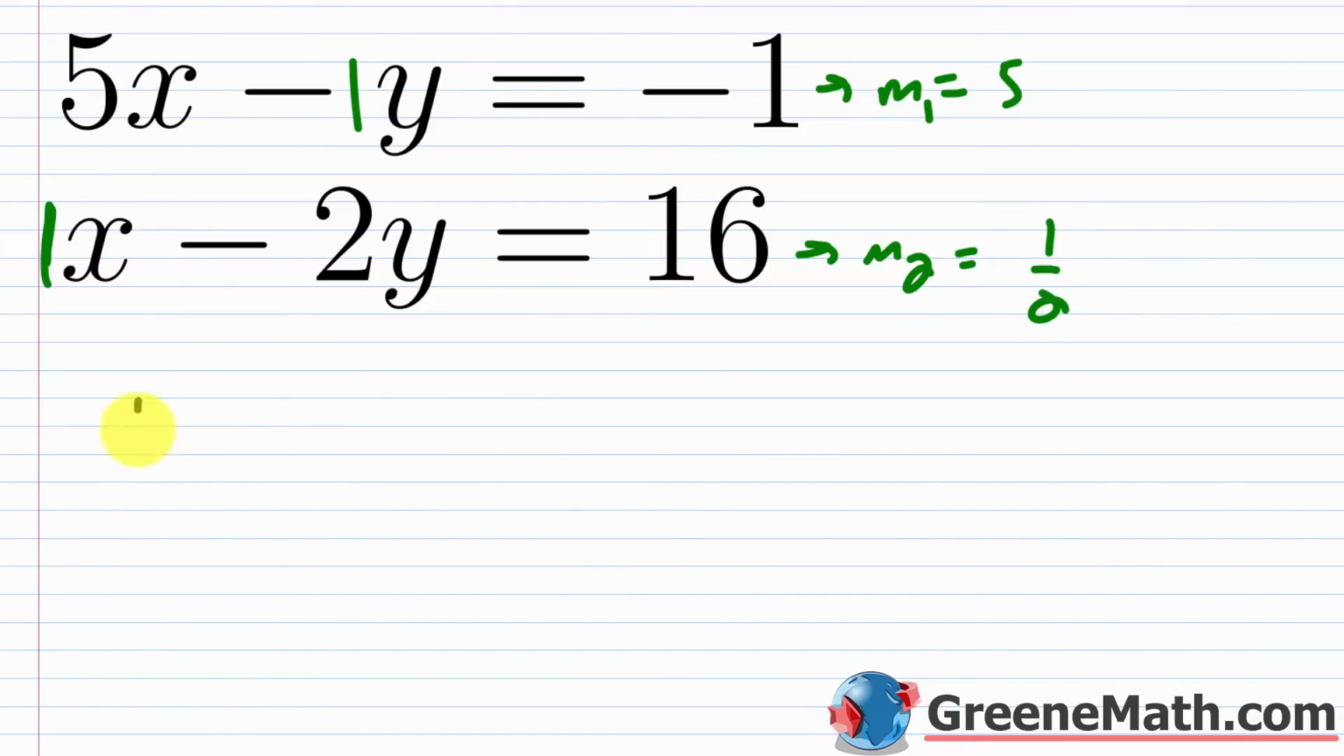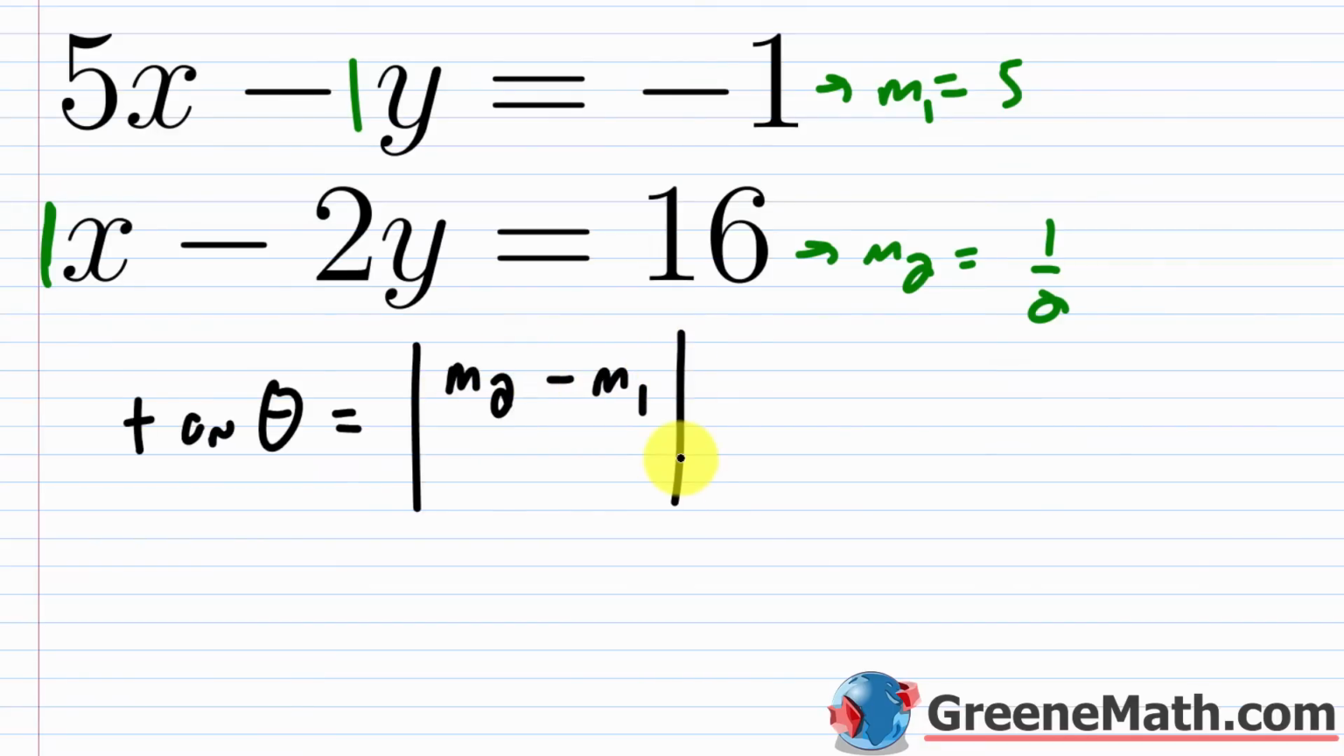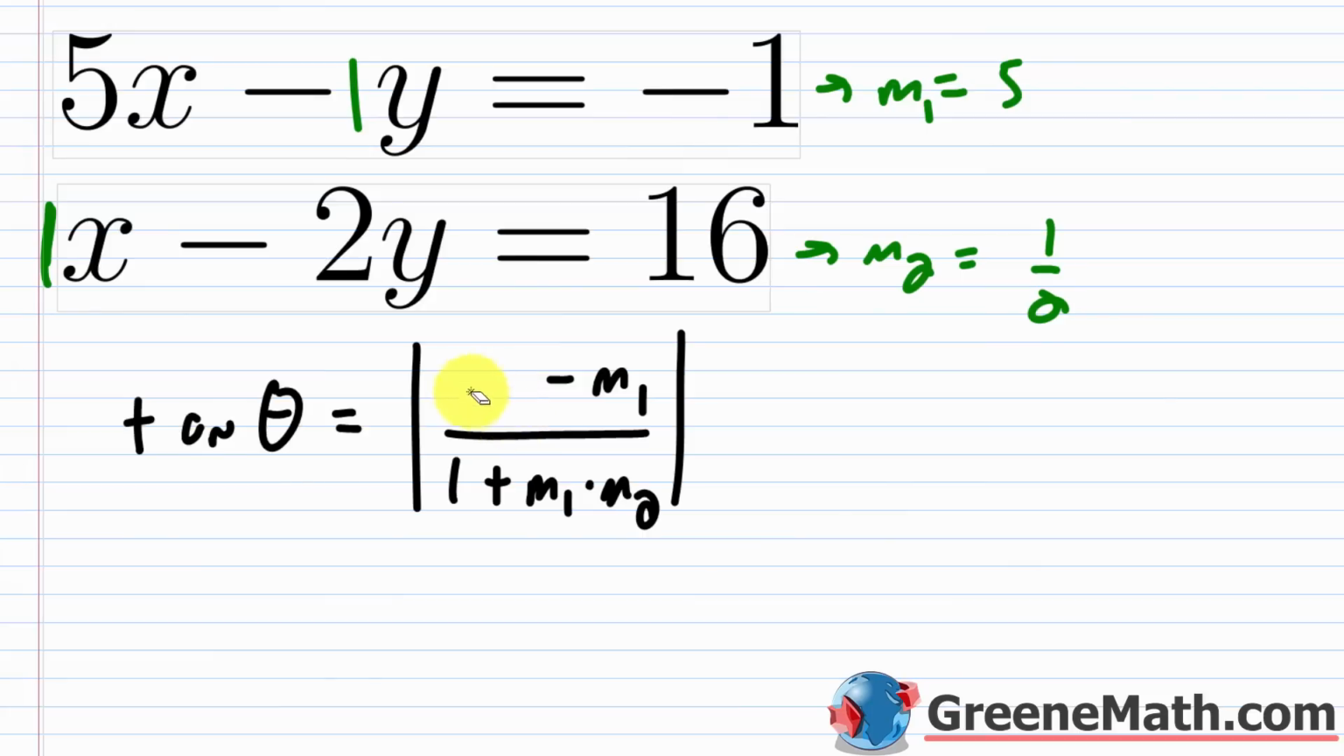Your formula is that the tangent of theta is equal to the absolute value of m sub 2 minus m sub 1 over 1 plus the product of these two. So m sub 1 times m sub 2. So just plug in. That's all you have to do. So this right here would be 1/2. And this right here would be 5. And then down here, you're going to have 5 times 1/2. And again, you can do that in any order. It doesn't really matter. You'll get the same answer.